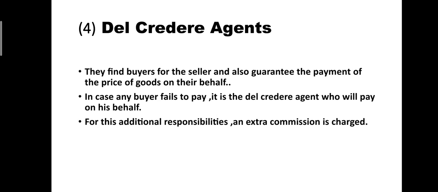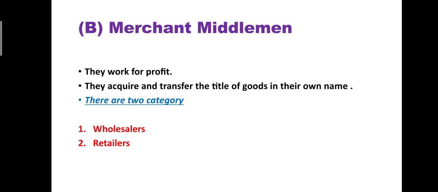Fourth one, del credere agents. They find buyers for the sellers and also guarantee the payment of the price of goods on their behalf. In case any buyer fails to pay, it is the del credere agent who will pay on his behalf. For these additional responsibilities, an extra commission is charged.